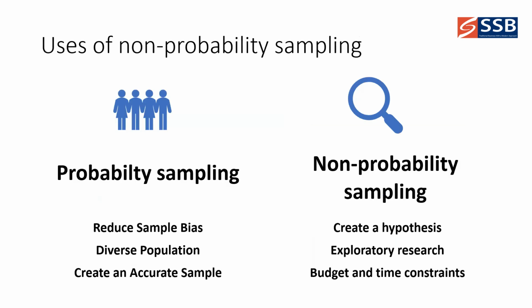So these are the methods of sampling. Next, we have uses of probable sampling.